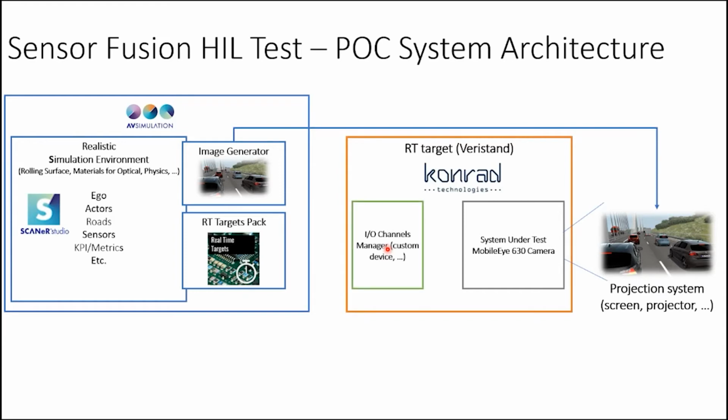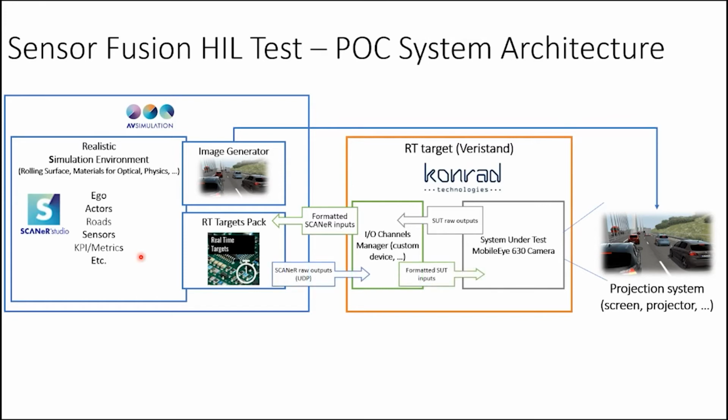If we go deeper, we had to prepare a channels manager for inputs and outputs. And so how it works, we get the output of the camera, and all of these outputs are sent back to the real-time targets pack inside of Scanner. All of the outputs from the camera are filtered by the channels manager and sent to the Scanner environment, and then all of the inputs become available in the Scanner environment and can be used to trigger any information to the driver. And it's bidirectional, and that's what is very interesting.